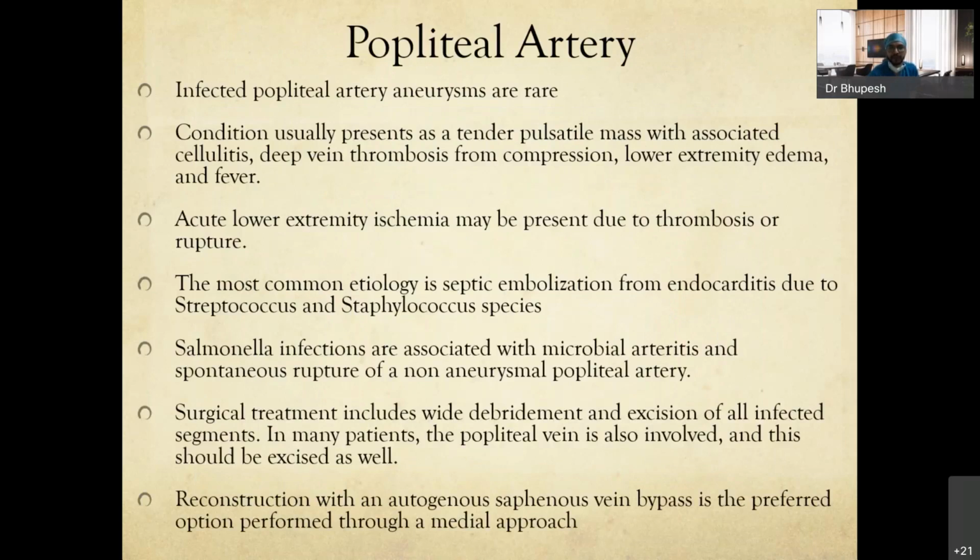The most common etiology is septic embolization from endocarditis due to streptococcus and staphylococcus species. Salmonella infections are associated with septic arthritis and spontaneous rupture of a known aneurysmal popliteal artery. The surgical treatment includes wide debridement and excision of all infective segments. In many patients, the popliteal vein is also involved, and this should be excised as well. Reconstruction with an autogenous saphenous vein bypass is the preferred option, performed through a medial approach.